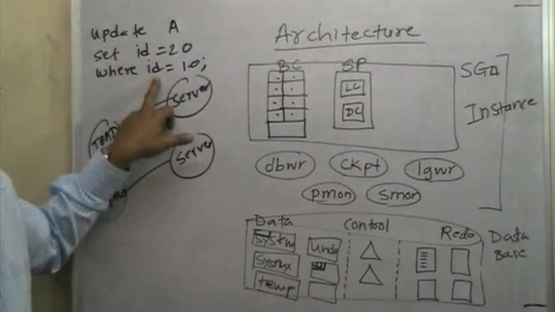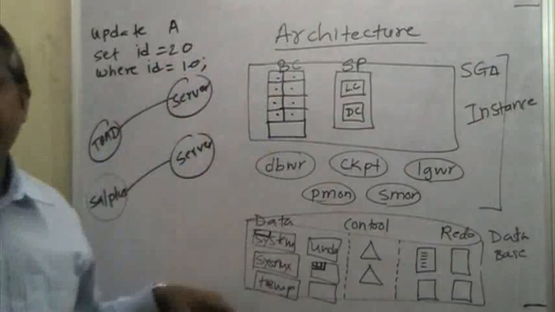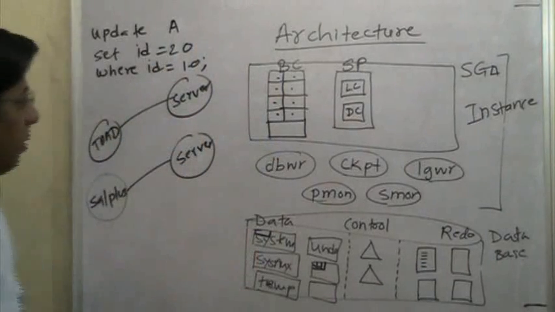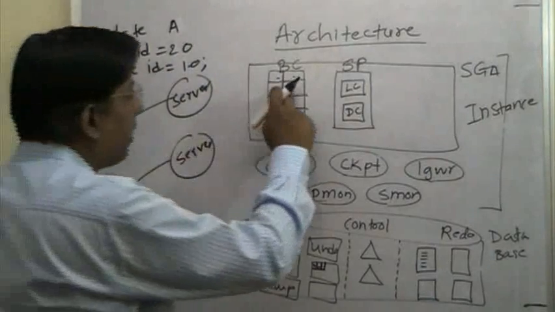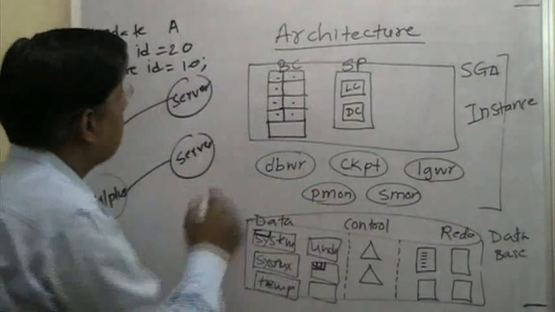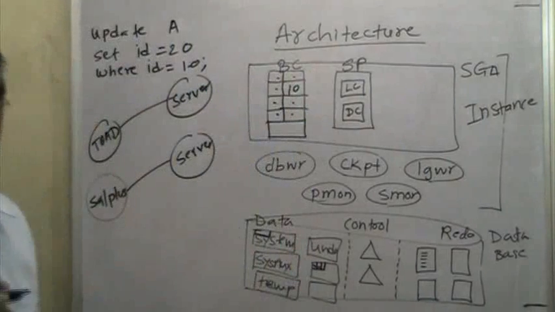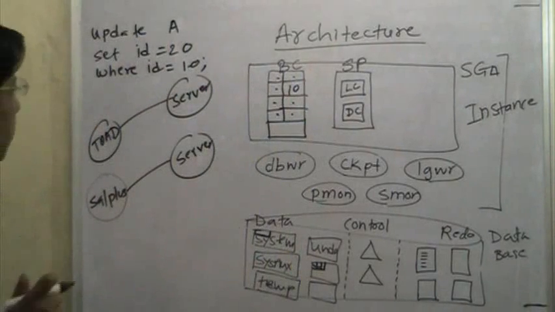Where is the row for ID equal to 10? So it is going to do what is called a full table scan. It will read each and every block of that table, and somewhere it will find out, yes, in this block there is a row for ID 10, the value is 10, and it is there. It is one of the rows there.